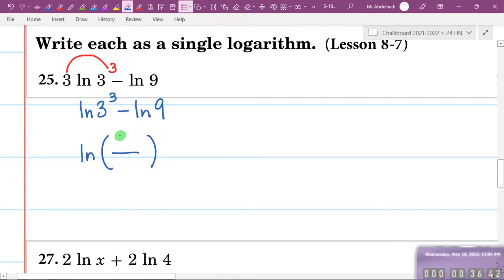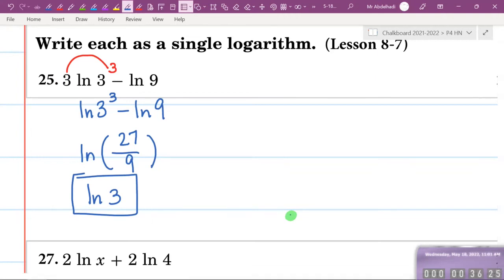Now this 3 to the third is 27 over 9. And of course you have to simplify things. So that would be the second point, by the way. You have to simplify whatever you have here. So 27 over 9 is 3. So ln 3 is your final answer. So that's 25 written as the simplest form of a single logarithm.